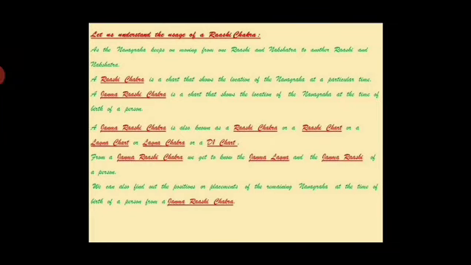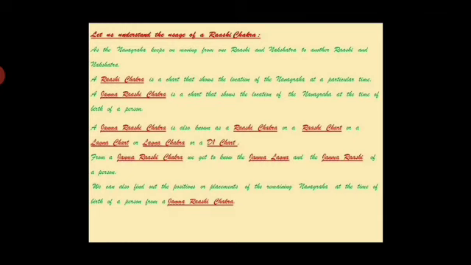Let us understand the usage of a Rashi Chakra. As the Navagraha keeps on moving from one Rashi and Nakshatra to another Rashi and Nakshatra, a Rashi Chakra is a chart that shows the location of the Navagraha at a particular time. A Janma Rashi Chakra is a chart that shows the location of the Navagraha at the time of birth of a person.